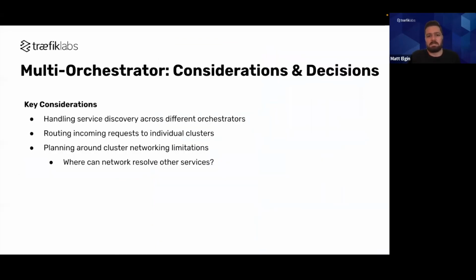So some considerations to think about here. First of all, we need to select tools that are going to be able to handle that service discovery across the different orchestrators, being able to hook into those different orchestrator APIs and route to the containers accordingly. We need to think about our routing strategy to actually get to the individual clusters themselves. And finally, we need to be cognizant of the networking limitations inherent in orchestration clusters as well. So thinking about where services within the cluster are able to resolve those other services across our entire networking architecture as well.